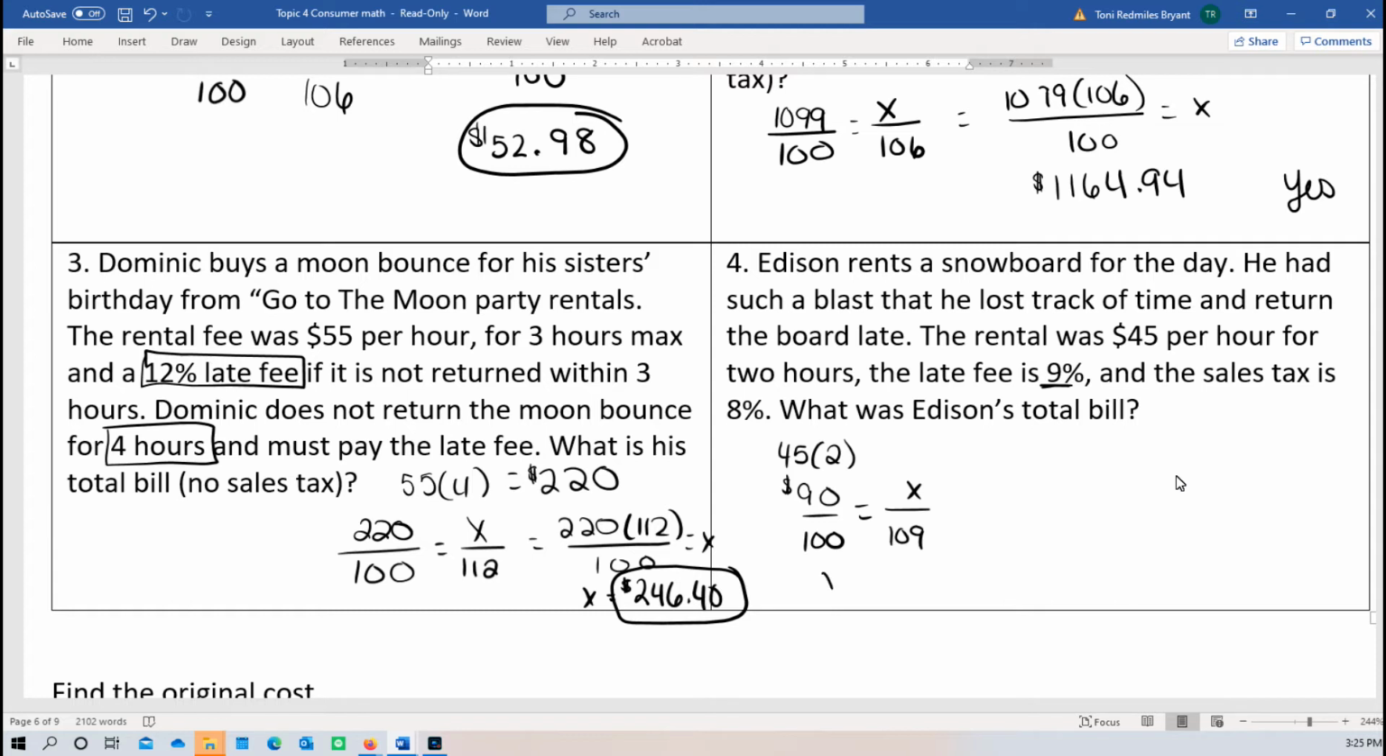All right, so after the late fee, we owe $98.10. Now I need to figure out the tax. We got our total bill. Our bill has been totaled. Now we have to figure out the tax part, which is 108. We're paying 8% more than.